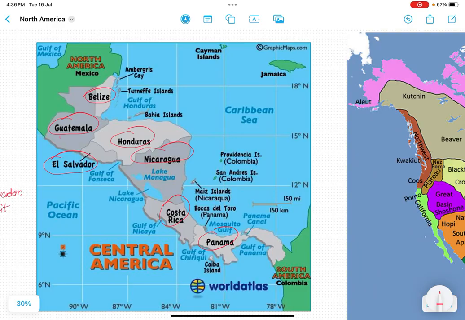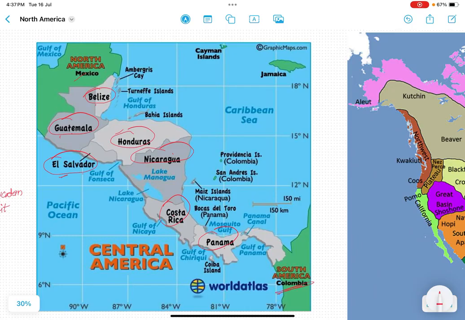Then Guatemala shares with El Salvador, Belize, Mexico, Honduras. El Salvador shares with Guatemala and Honduras. Nicaragua shares with Honduras and Costa Rica. Costa Rica shares with Nicaragua and Panama, and Panama shares with Costa Rica and Colombia in South America.